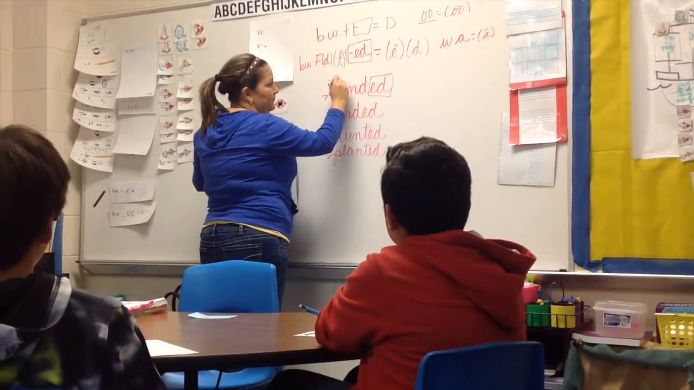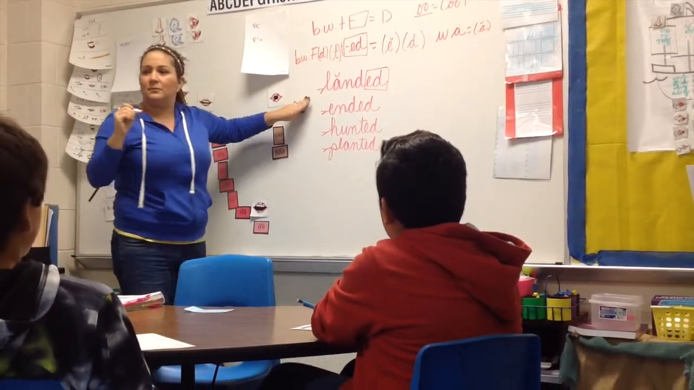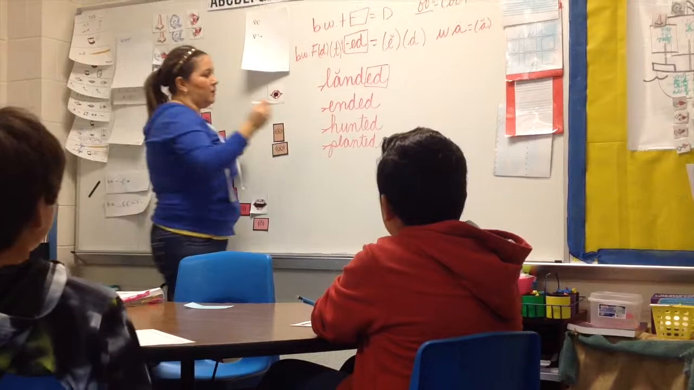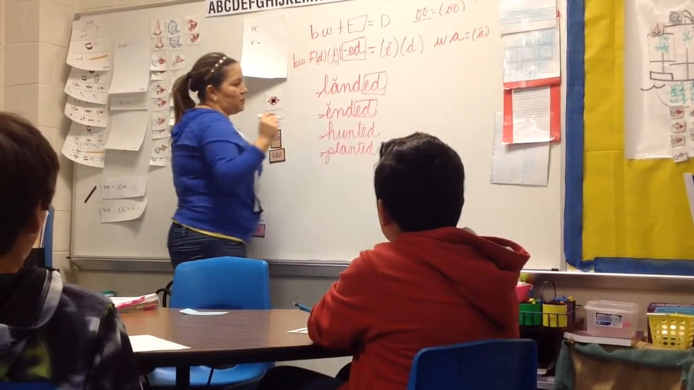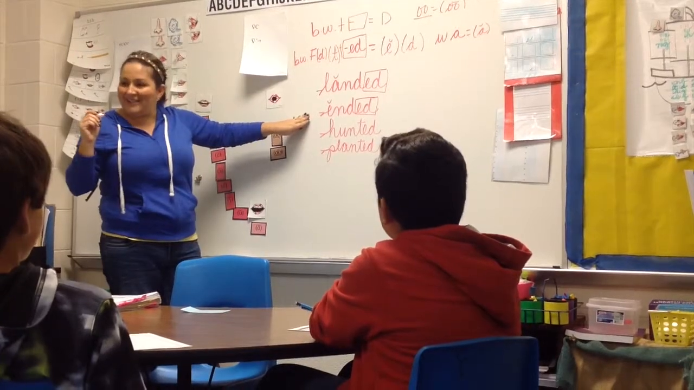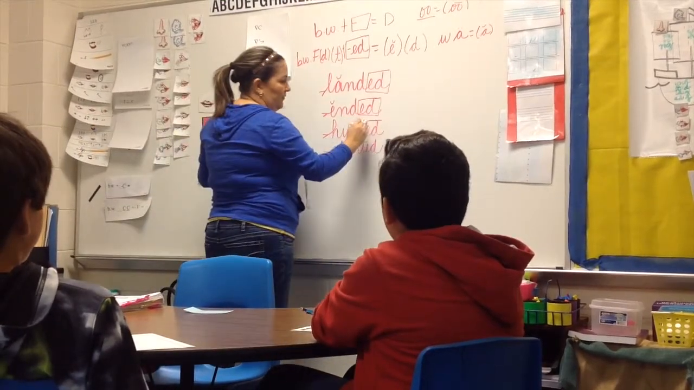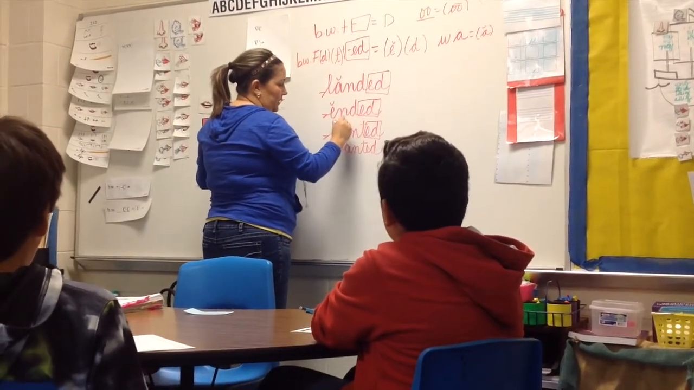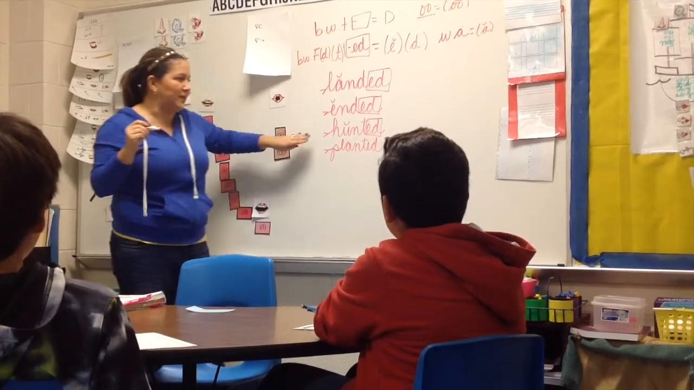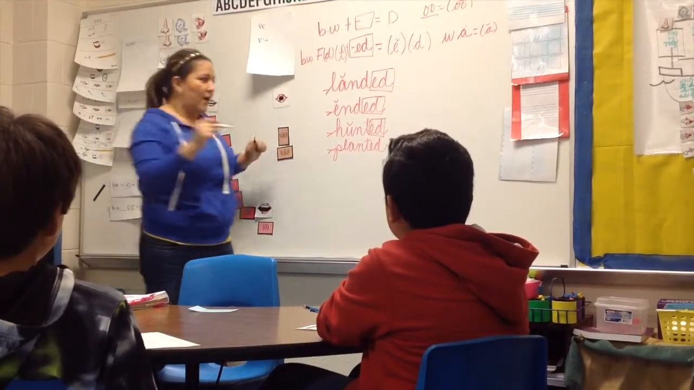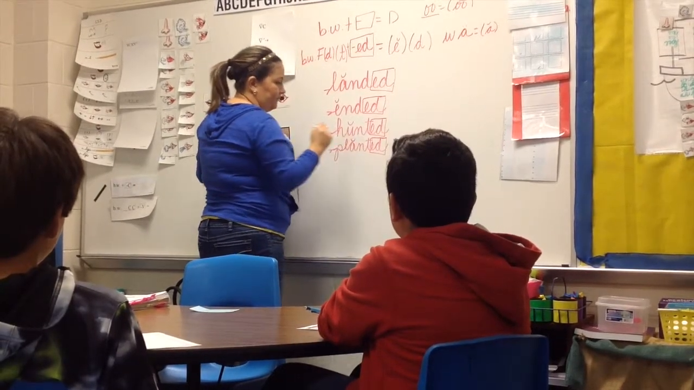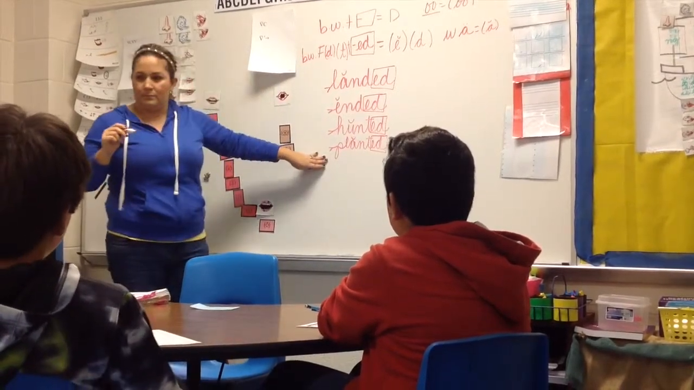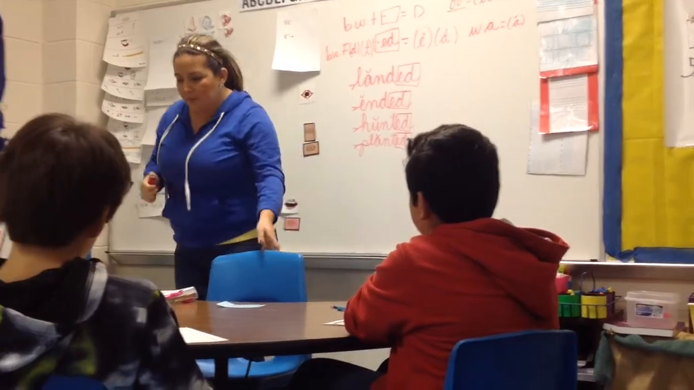A vowel in a closed syllable is short, coded with the breve. What's the word? Landed. Box the suffix ed. A vowel in a closed syllable is short, coded with the breve. Ended. Box the suffix ed. Hunted. Box the suffix ed. Planted. Okay, let's code and read number 1 together.